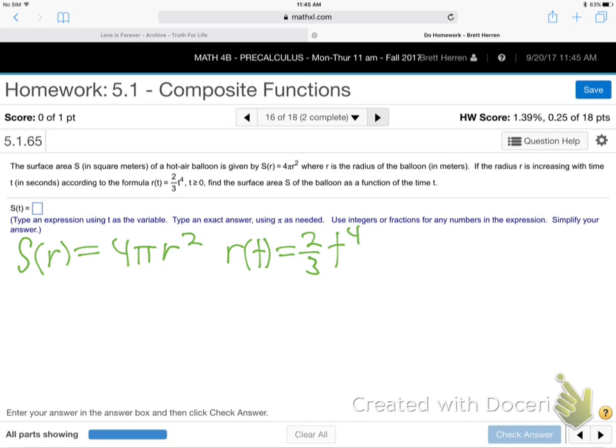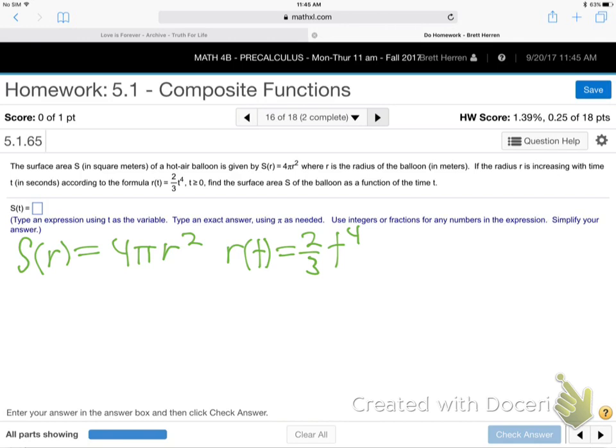Now, what does that mean? That means S is a function of R, meaning it's got R on the right side. And this means R is a function of T, meaning you plug in T to that function. R, radius, as a function of time, meaning you plug in the time, it'll tell you the radius. At 5 seconds, what's the radius? Plug in 5, you'll find out.